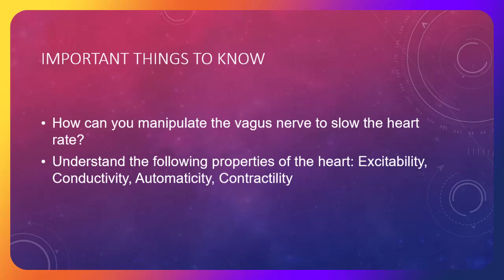Conductivity, what is that? That is the ability to carry electricity. Not all cells can. Your bones, they're not conductive. Your muscles are. And so that's the ability to carry the electricity. Now, Kyle, tell me what automaticity is. Which other organ in the body has the same ability?